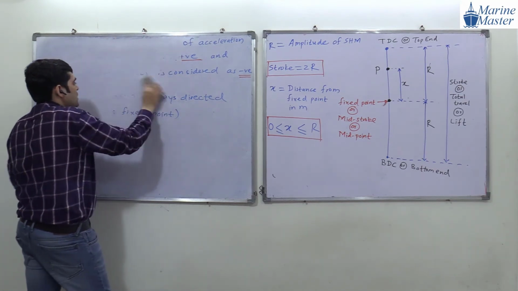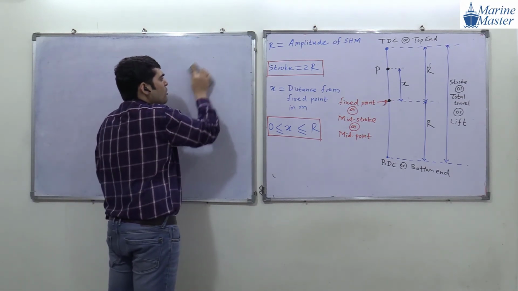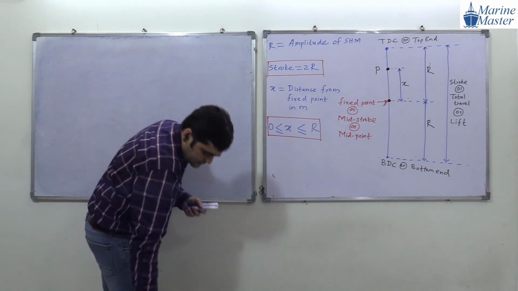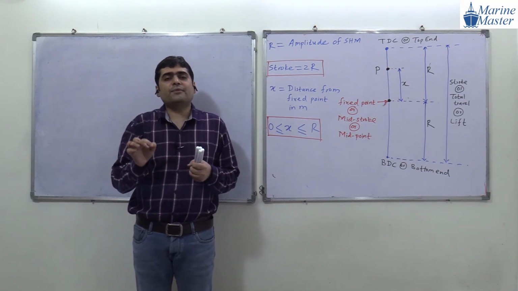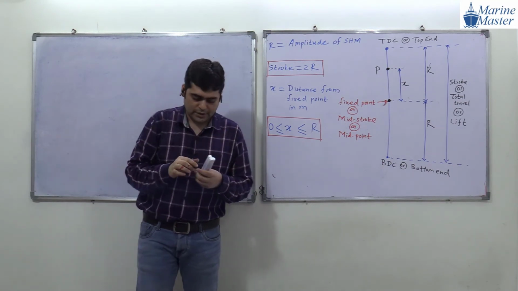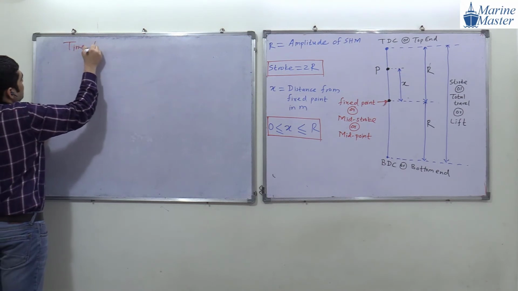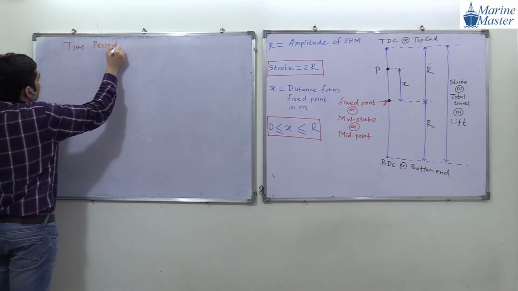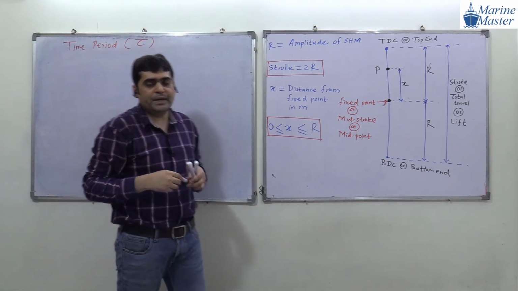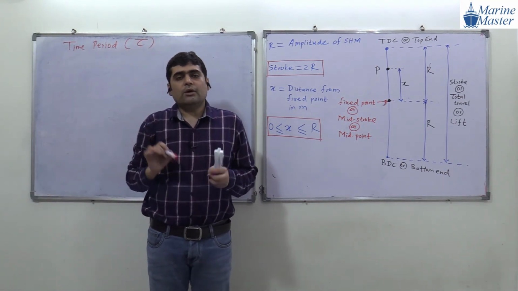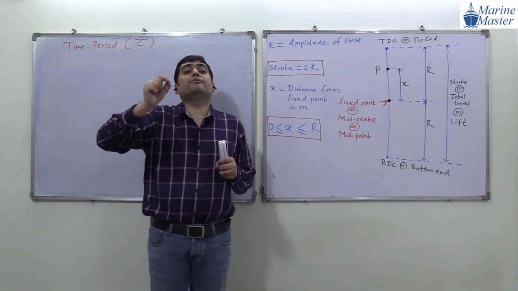Time period. What is meant by time period, guys? Time period means time required for completing one oscillation. Everyone give the heading. Next heading: time period. We will denote time period by tau. Which symbol will we use for time period? We will use the symbol tau. Now what is meant by time period? It is defined as time required for completing one oscillation.